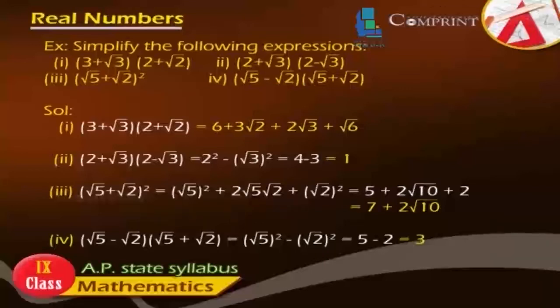Fourth one, (√5 − √2)(√5 + √2) = (√5)² − (√2)² = 5 − 2 = 3.